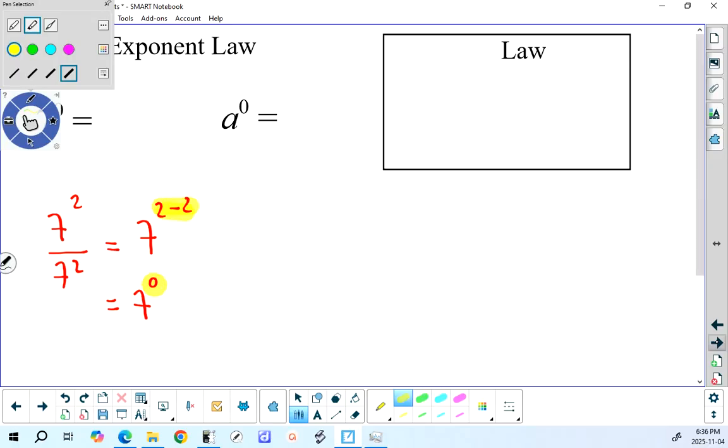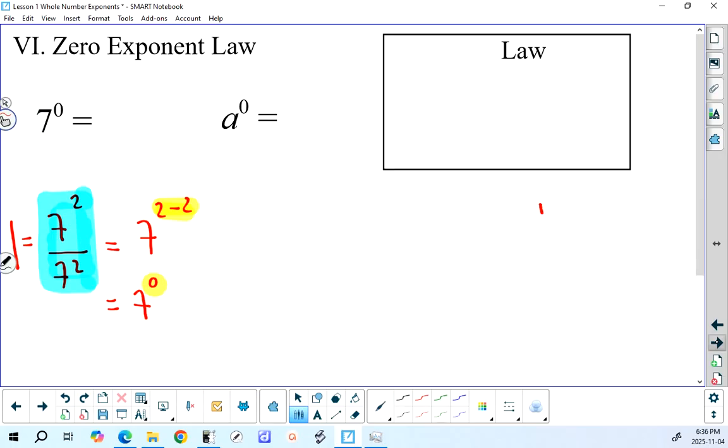But we should know, everybody, that this entire expression is equal to 1. This whole thing is equal to 1. 7 squared over 7 squared is 1 because any number divided by itself is 1. We could figure it out. 7 squared is 49 over 7 squared is 49. Oh, 49 divided by 49 is 1. So for that reason, any base raised to an exponent of 0 is equal to 1.